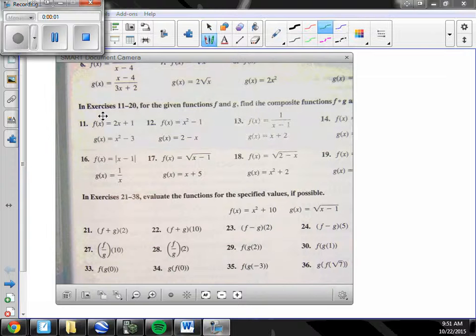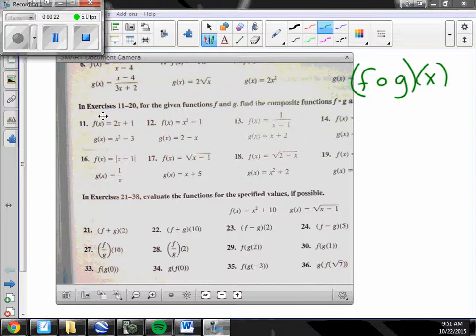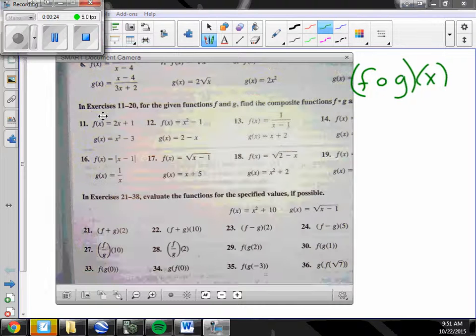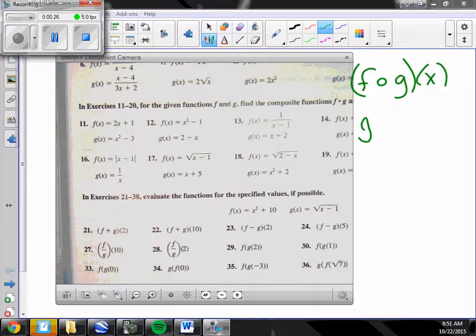So this assignment is a lot like yesterday's assignment, but instead of adding, subtracting, multiplying, dividing, we're going to compose, which is the thing that I messed up yesterday. So composing functions, you see f, and then it's not a dot, it's a circle. And we say it f of g of x, and you're also going to compose g of f of x.